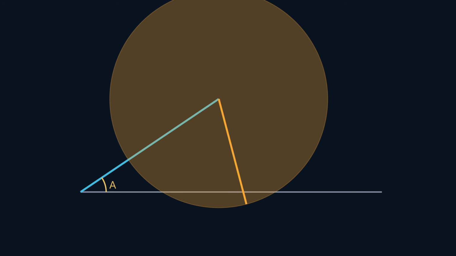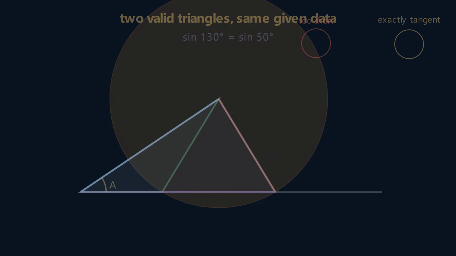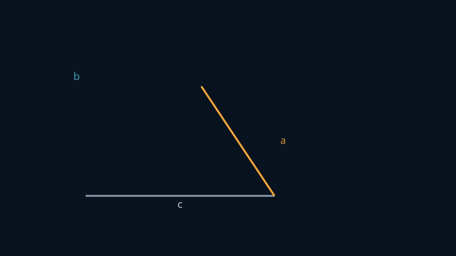Use it when you know 2 angles and a side, or 2 sides, and an angle opposite one of them. But that second case has a trap. Sine of 130 degrees equals sine of 50. So when you take an inverse sine, there may be a second, obtuse triangle that fits your data just as well. The second tool handles the cases the law of sines cannot: 3 sides, or 2 sides with the angle between them. It is the law of cosines.